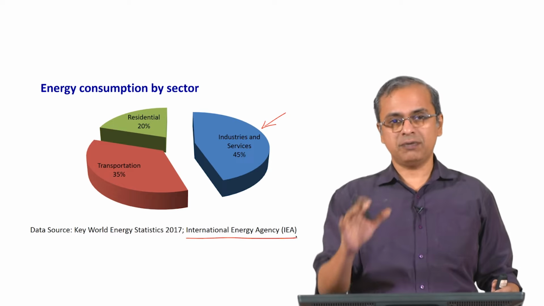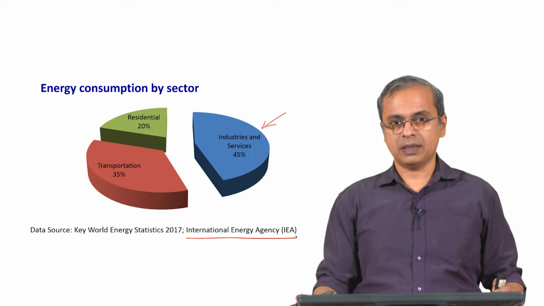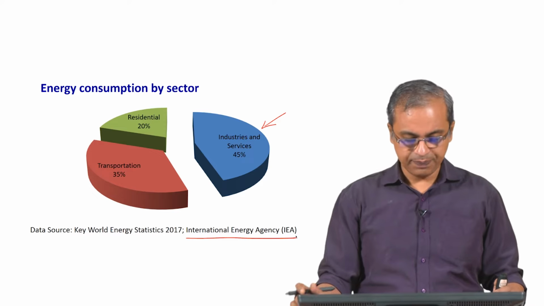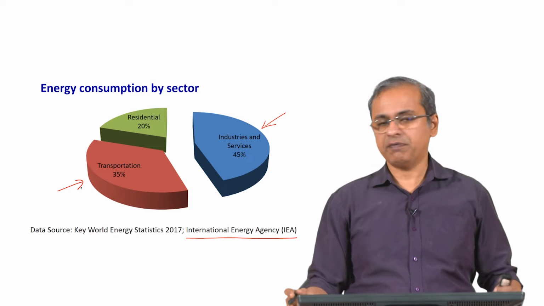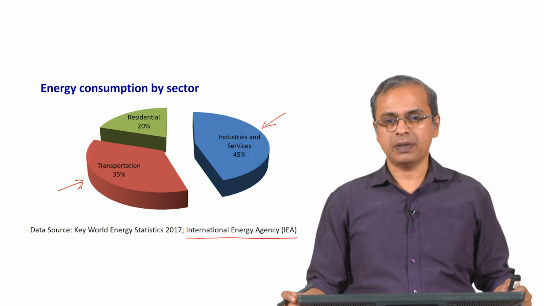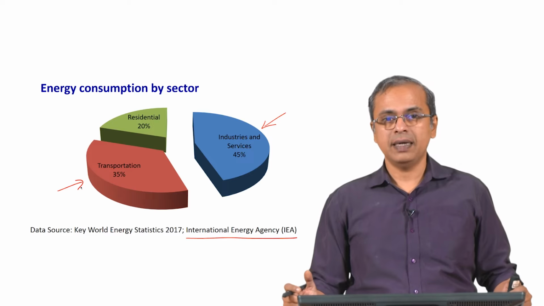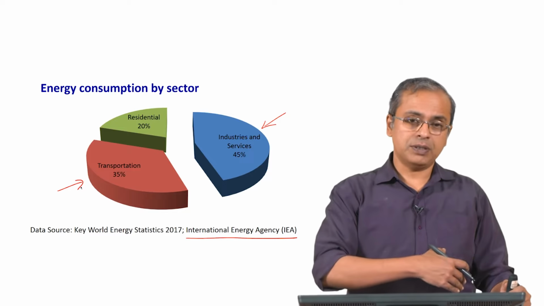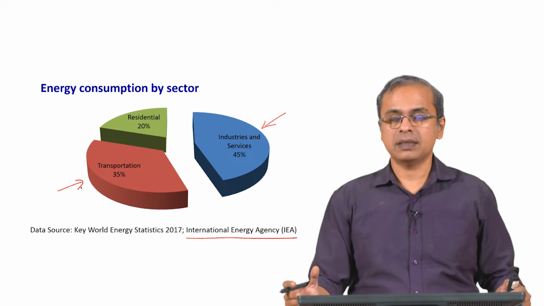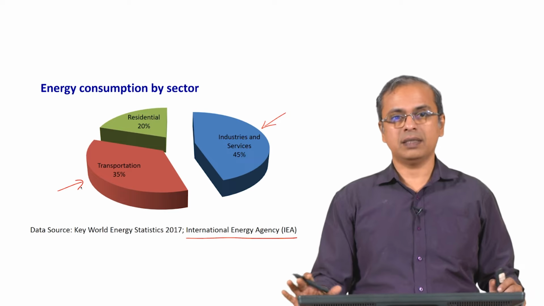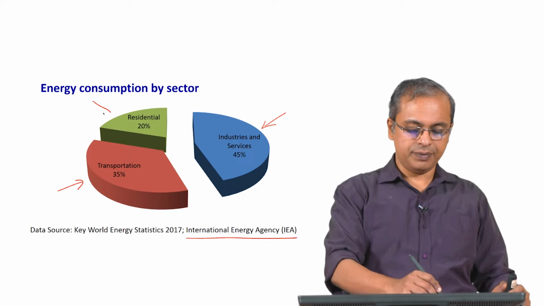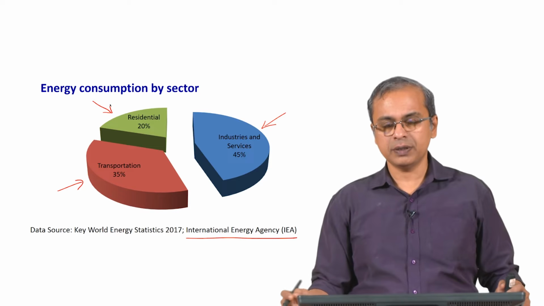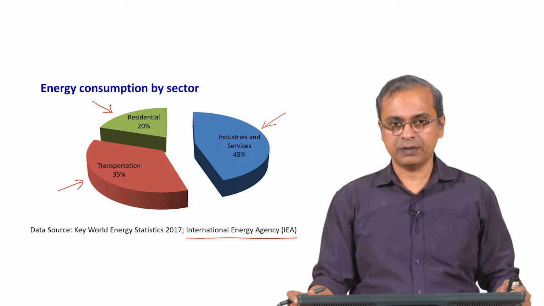So, industries and services take up about 45% of this energy usage. 35% is in the transportation sector. Everywhere we are commuting, we are consuming energy, and 35% of the total energy consumed by human beings is consumed in the transportation sector for us to go to different places, and 20% is in the residential sector. So, this is our homes and what energy we use.